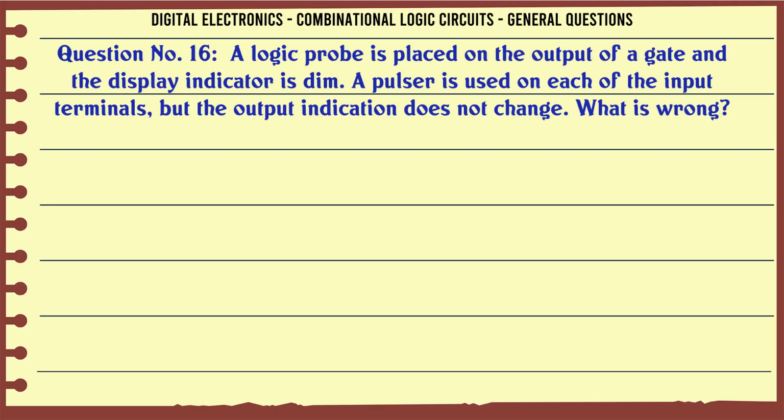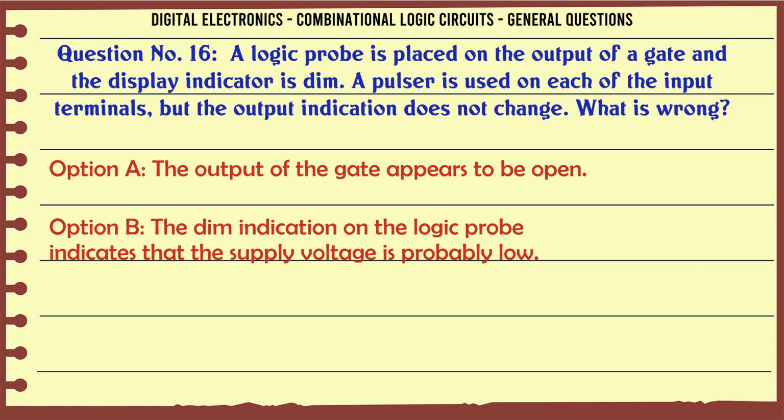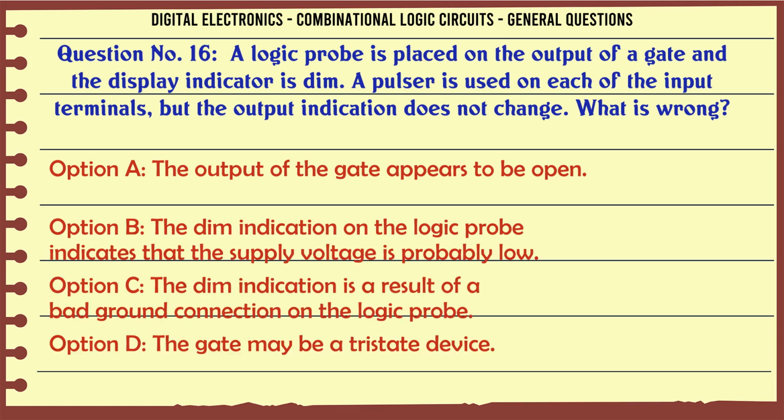A logic probe is placed on the output of a gate and the display indicator is dim. A pulser is used on each of the input terminals but the output indication does not change. What is wrong? A. The output of the gate appears to be open. B.